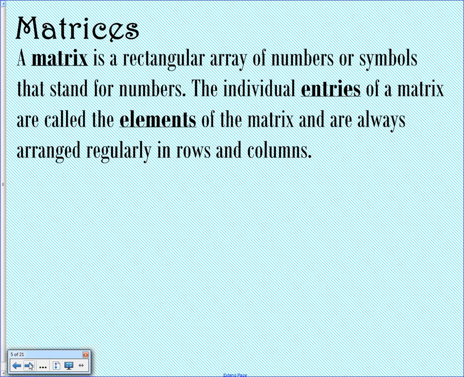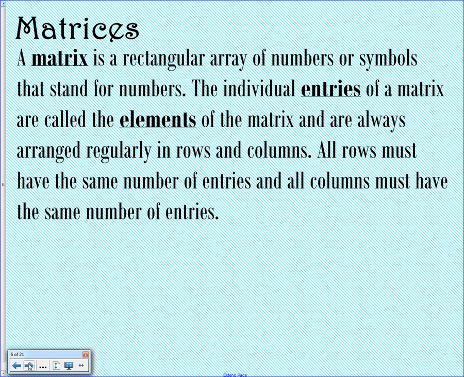The individual entries of a matrix are called the elements of the matrix and are always arranged regularly in rows and columns. So your matrix is always going to have rows and columns. All of the rows have to have the same number of entries, and all of the columns have to have the same number of entries. Now you can have a different number of rows and columns, but every row has to have the same number of entries, and then every column has to have the same number of entries.